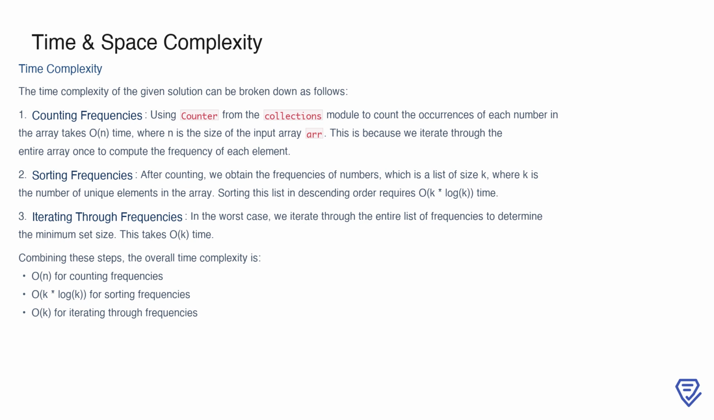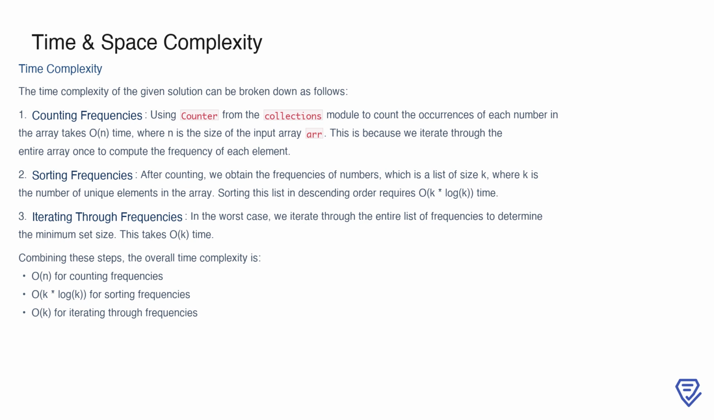First, we calculate the frequency of each element in the array using the counter function from the collections module. This step requires us to iterate through the entire array, resulting in O(n) time complexity. Next, we sort the frequency values in descending order. Since the number of unique elements in the array is k, this sorting step takes k*log k. Finally, we iterate through the sorted frequency list to determine the minimum set size needed to reduce the array size by at least half. This step requires k time in the worst case.